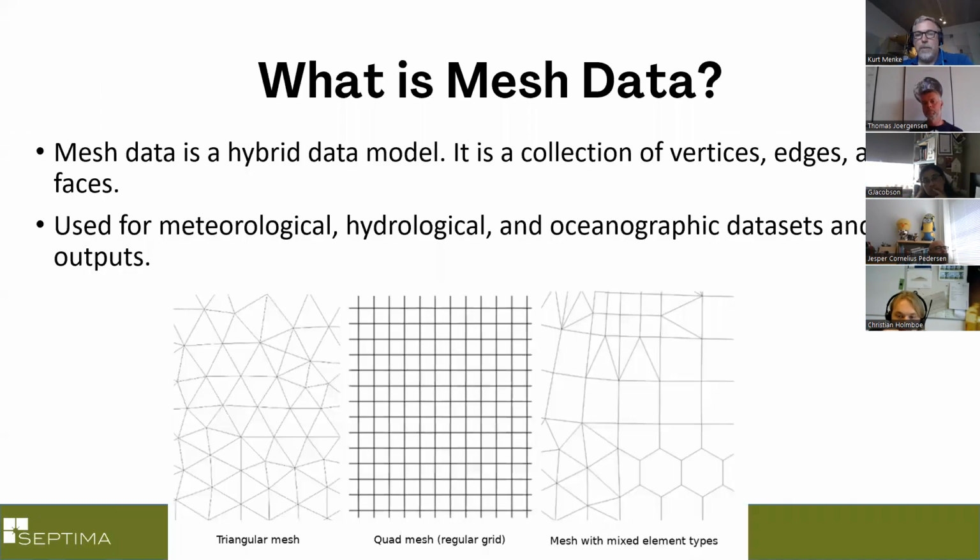And so mesh data is kind of a hybrid data model. It has sections that can be styled like vectors and other components that are more like raster data. And it's used a lot for weather data, oceanographic data sets, and different kinds of model outputs from those environments, flooding scenarios, and things like that.